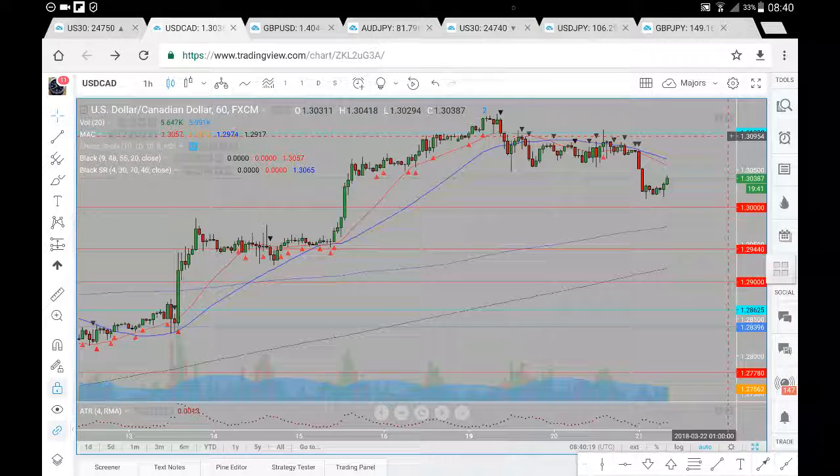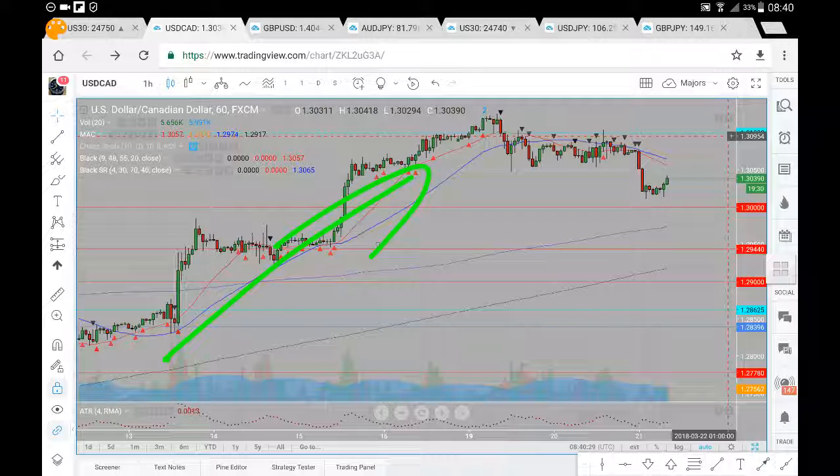So this USDCAD analysis for Wednesday, 21st of March. Now, let's have a look at prices, the way prices may likely go. So, more recently, we've had this very strong move to the upside on the USDCAD.